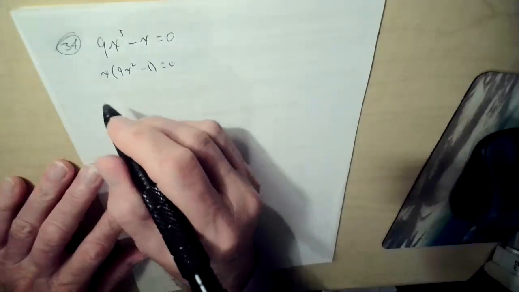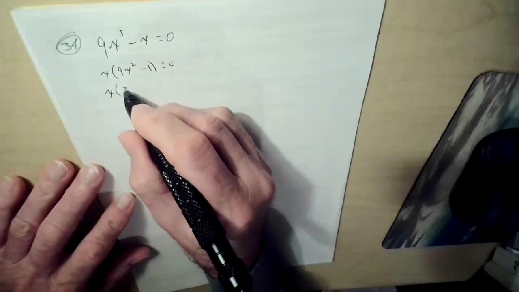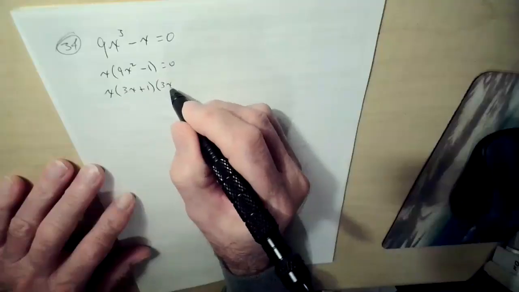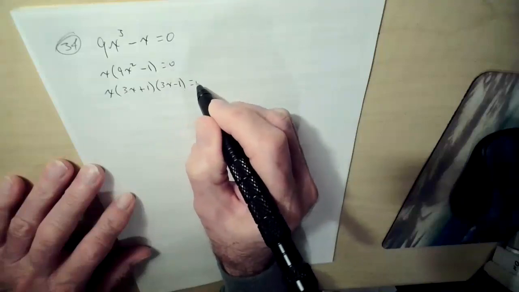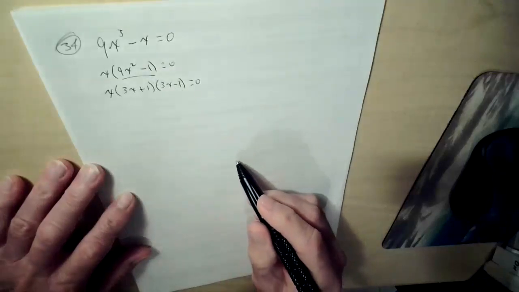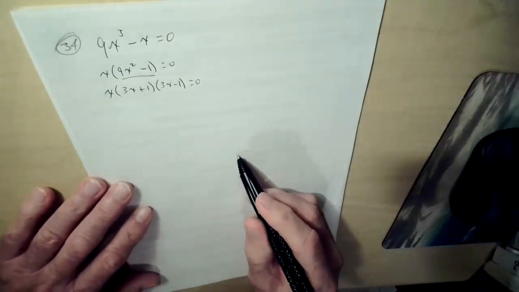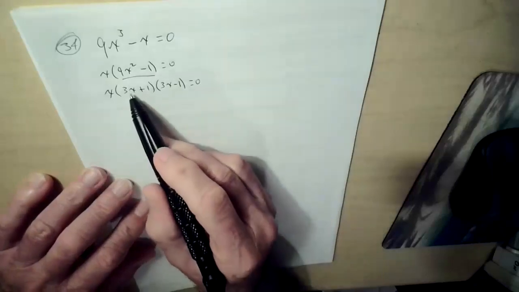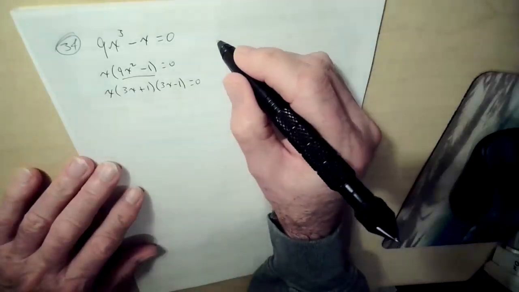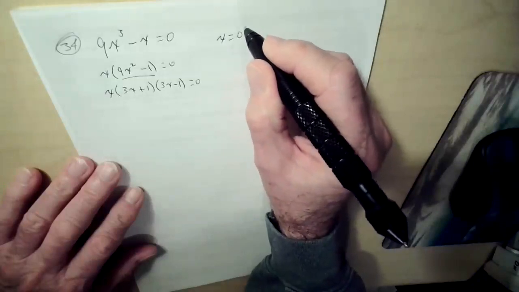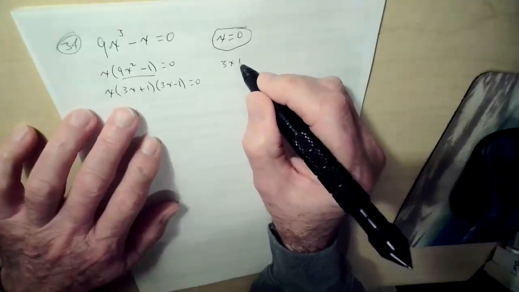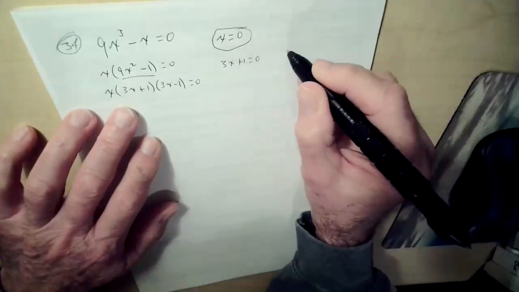Now what is this? I hate to say I told you so, but I told you so. Look for conjugates, and this is a conjugate. It's the difference of two perfect squares. So we have x times 3x plus 1 times 3x minus 1 equals 0. Each one of those is a perfect square, so we take the square root of each one of them. Now we set each one of them equal to 0.